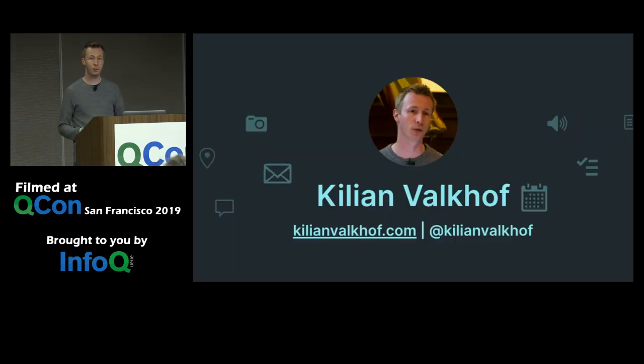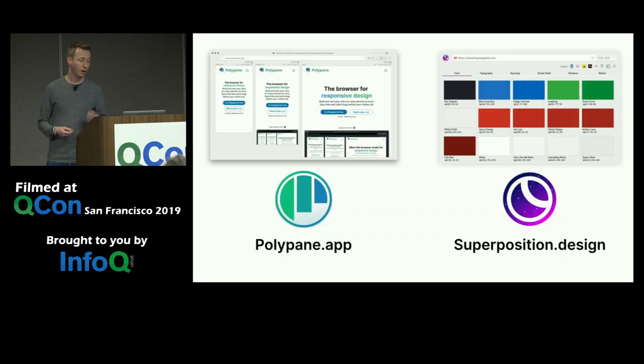But first off, a little about me. My name is Kilian Valkhof, and for the past 20 years, I've developed websites, web applications, and desktop applications. I'm also part of the Electron governance team, which oversees the development of the Electron framework. Last year, I started a new company with the goal of making software that improves the lives of developers and designers. The main two products that I work on are Polypane, which is a browser to help developers and designers create websites faster and better, and Superposition, which is an app that lets people kickstart their design system efforts.